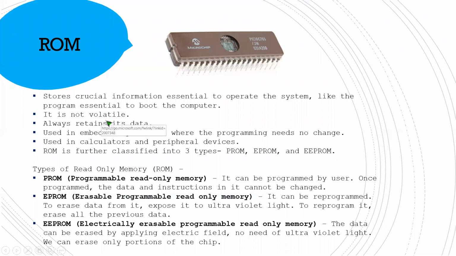It is not volatile. That means it is not erasable. Okay, it is not volatile. That means it does not forget. It is erasable, but can't we rewrite the PROM? Okay, you cannot rewrite the PROM. You cannot rewrite the PROM. You can rewrite the EPROM or EEPROM. Okay, that's why they are called EPROM or EEPROM.